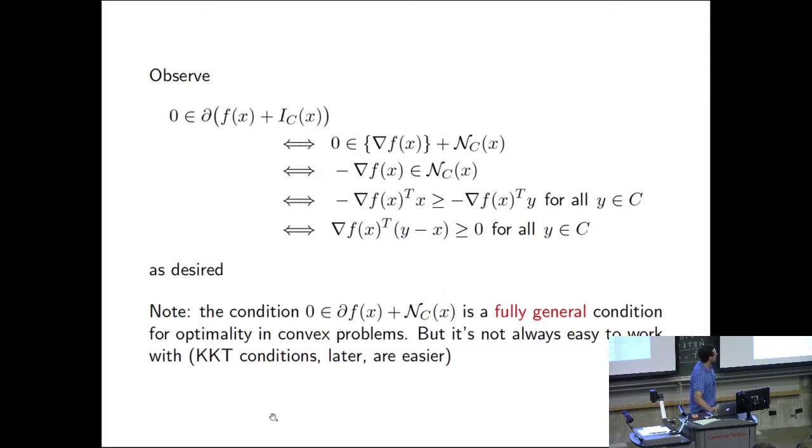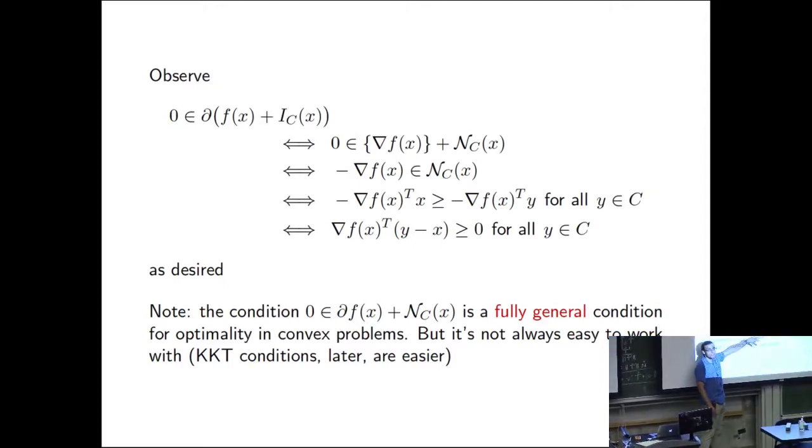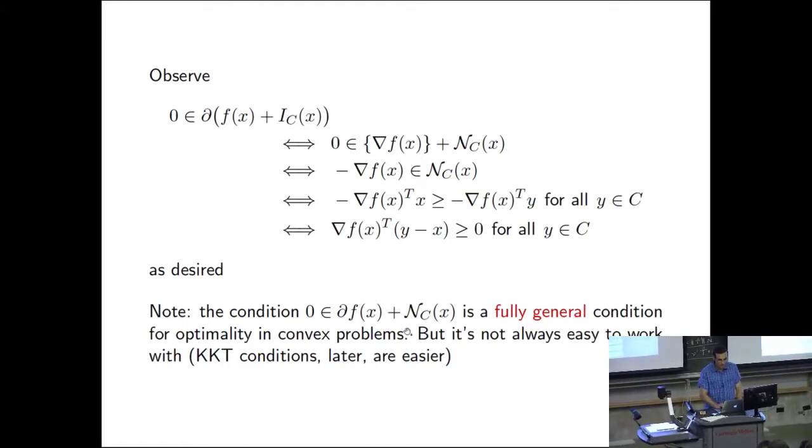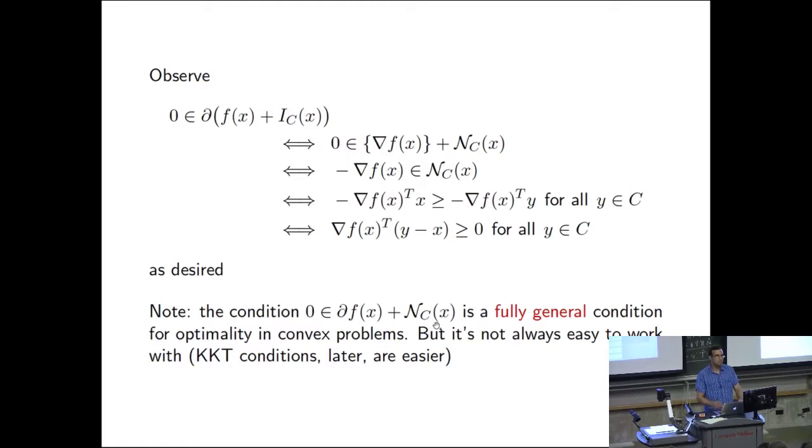The reason this isn't the end of the story is that this is typically a hard condition to work with. It's typically not that easy to mechanically manipulate when you have functions you care about. It's not easy to compute the normal cone, and it's not necessarily that easy to try to satisfy this condition. So this is where the KKT conditions come in, which are actually equivalent to this, but are essentially a reformulation of it. They're just easier to work with for constrained convex optimality.